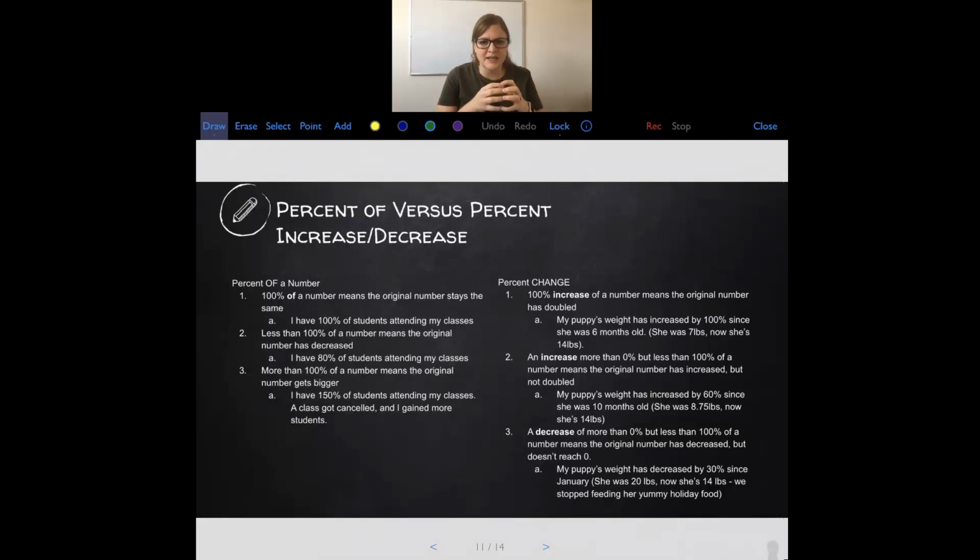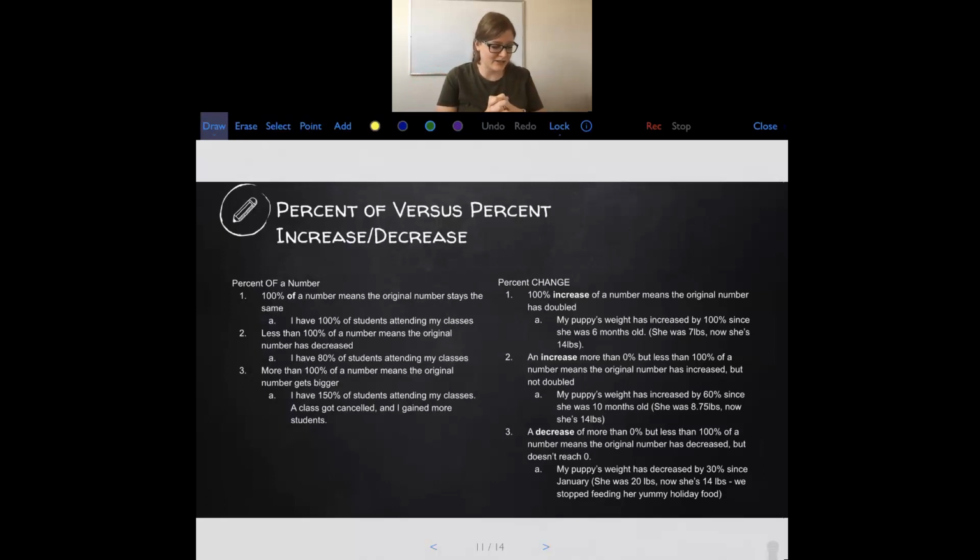Less than 100% means the original number has decreased. So let's say I am down to 46 students. That means I would have 80% of my students attending my classes, and then more than 100% of a number means the original number gets bigger. So if I say I have 150% of students attending my classes, that would mean in this case 75, but really just the number is bigger, okay?